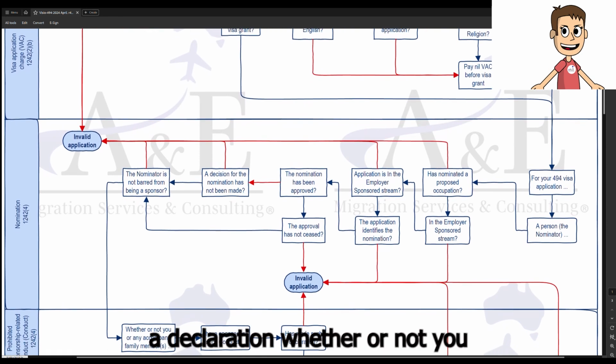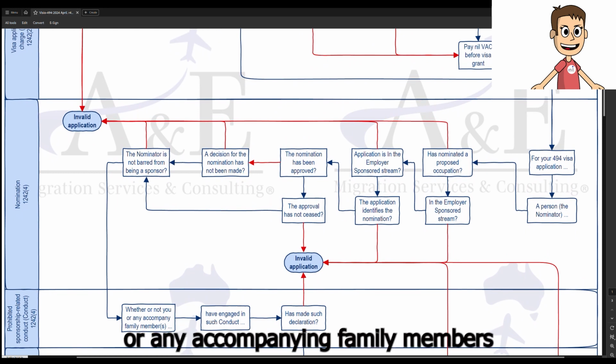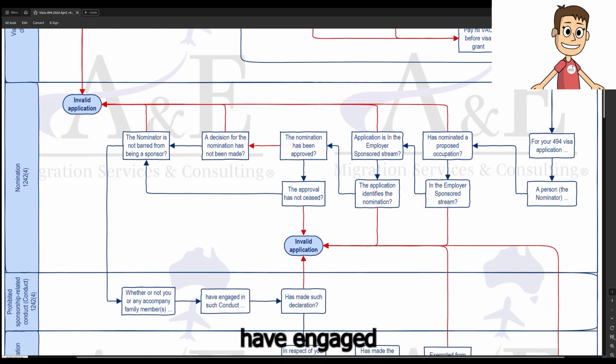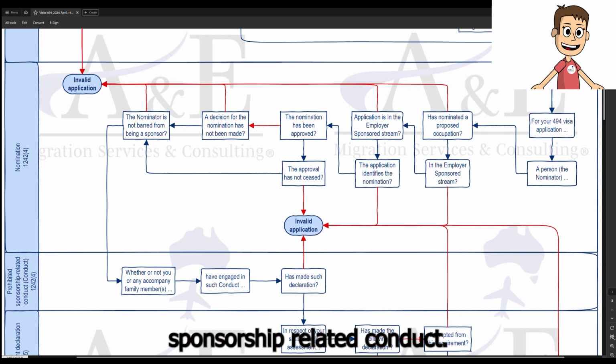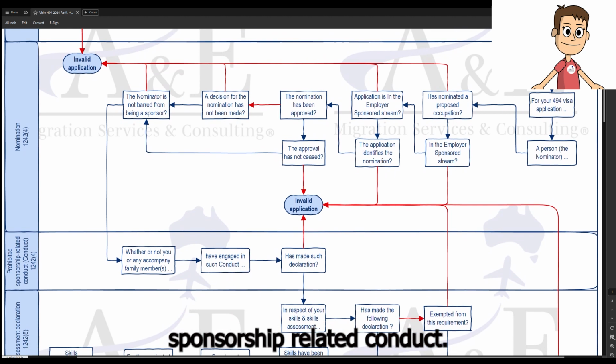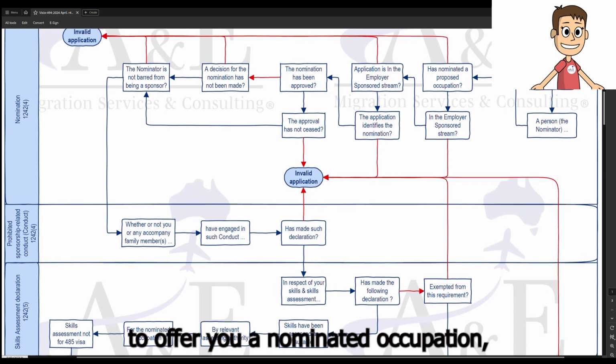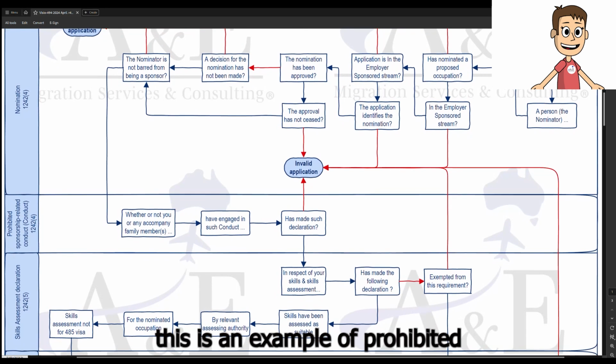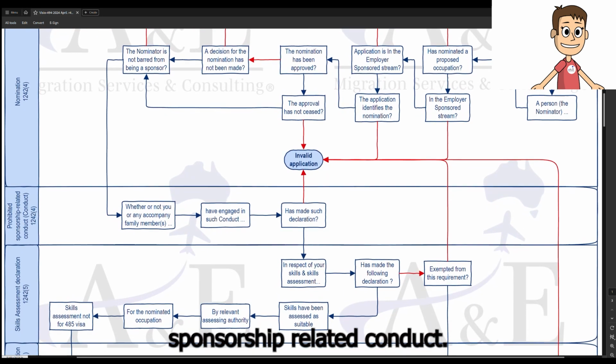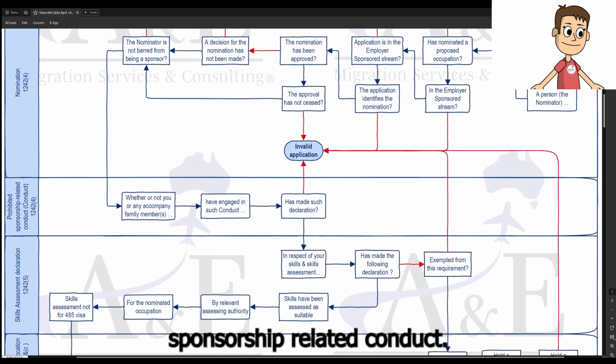You need to make a declaration whether or not you or any accompanying family members have engaged in any prohibited sponsorship-related conduct. If you pay a sum of money to induce an employer to offer you a nominated occupation, this is an example of prohibited sponsorship-related conduct.